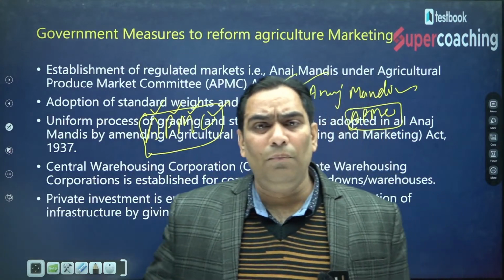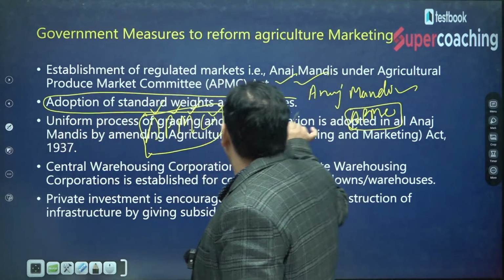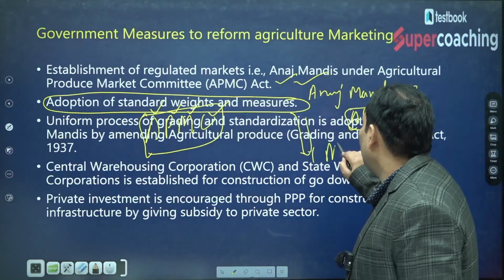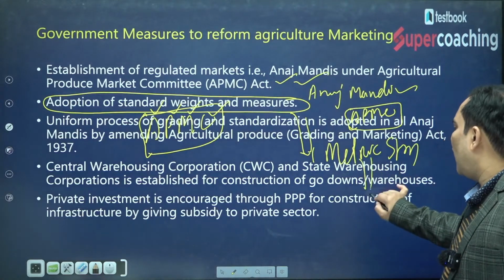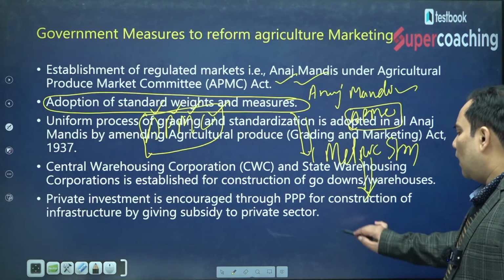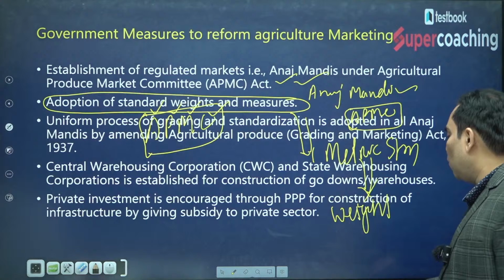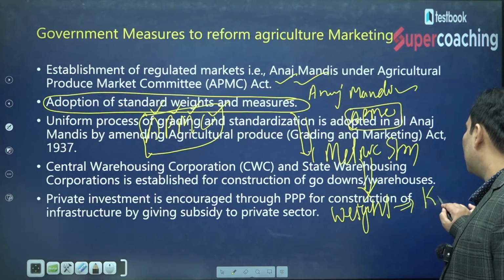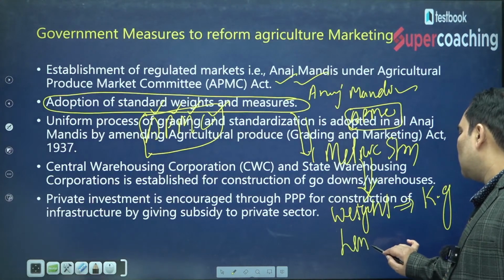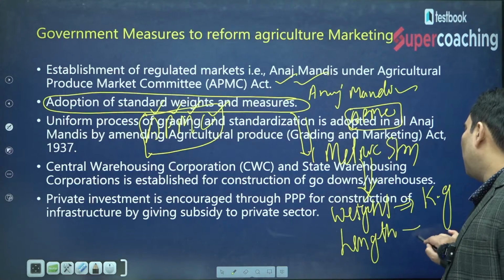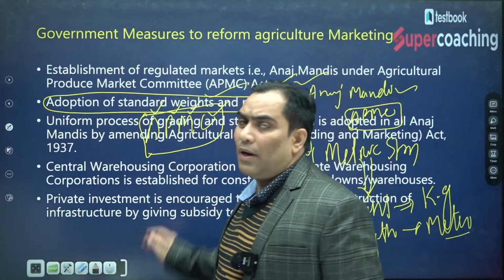Okay, second reform, as I said, is the adoption of standard weights and measures. And now what is the system? That is the metric system. We adopted the metric system for weights and measures, and now as per the metric system, weight is being measured. The basic unit for weight is kilogram, and the basic unit for length is meter. Okay, so that means now we adopted the standard weights and measures.